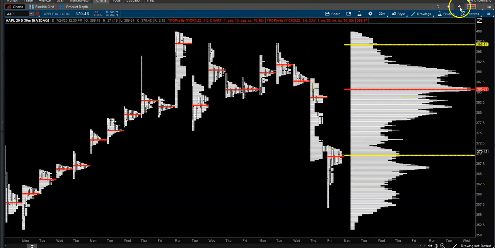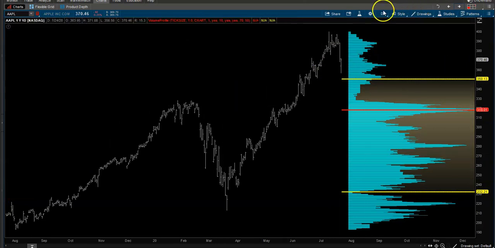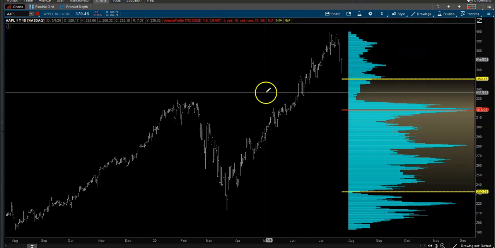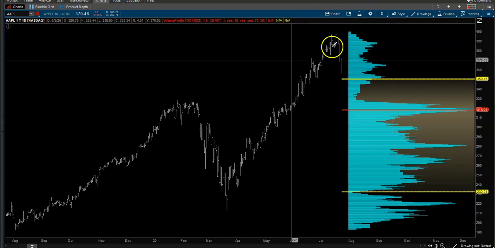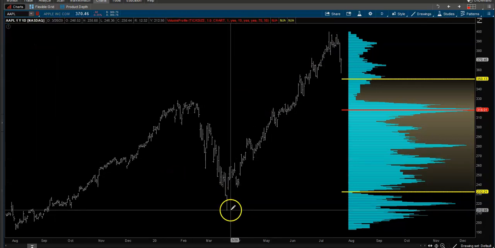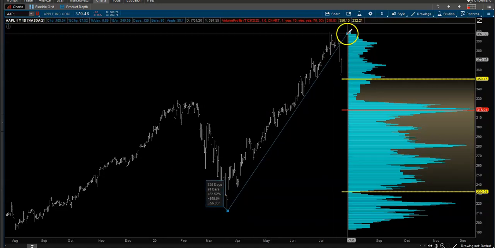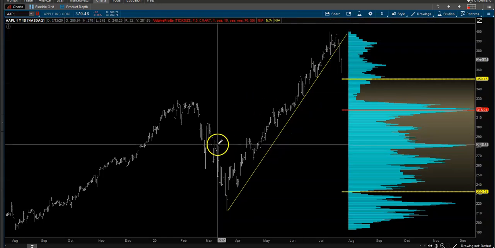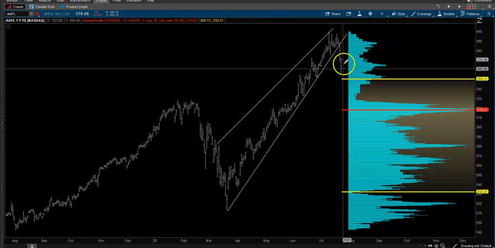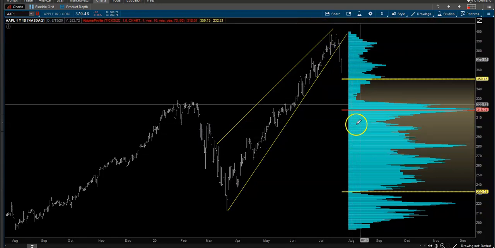So next chart. This is a 1 year daily market profile chart. Kind of gives me the bigger picture, right? If I want to do some technical analysis, I would just sit here and draw something like this, right? And say, hey, we kind of collapse, we're falling down, okay?